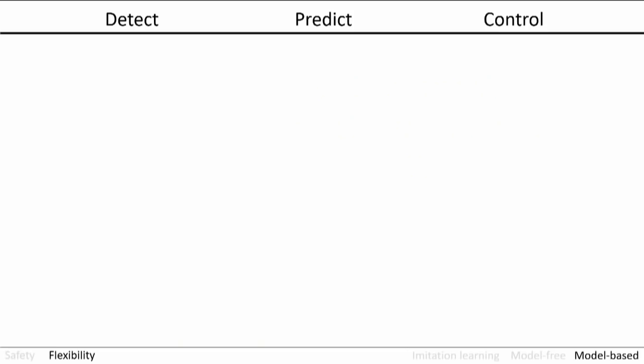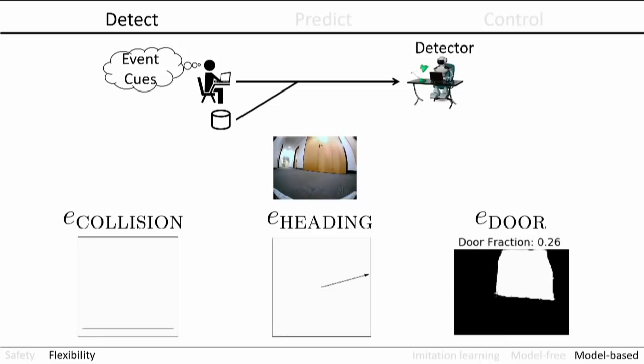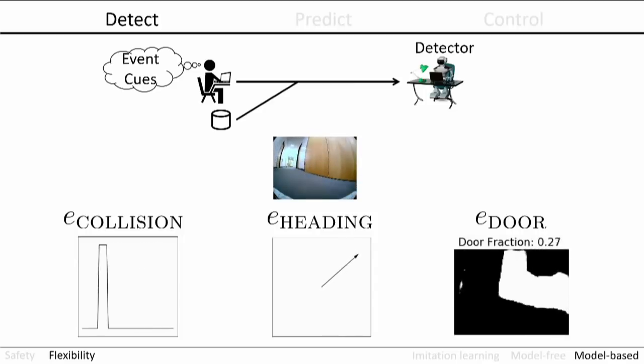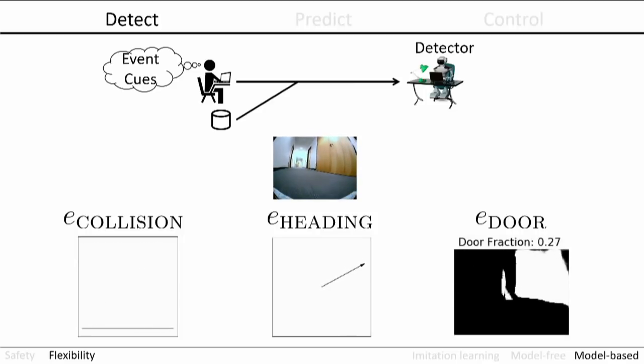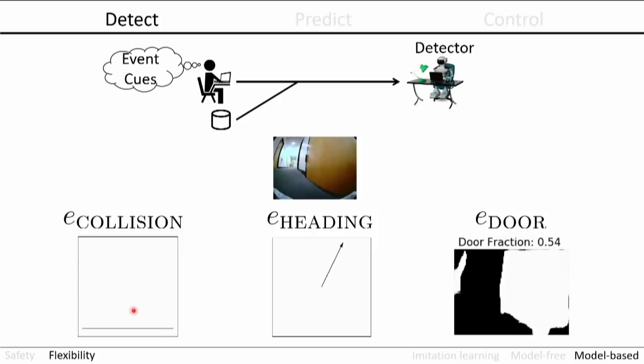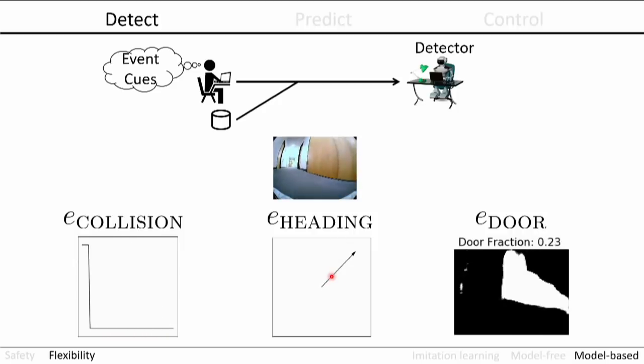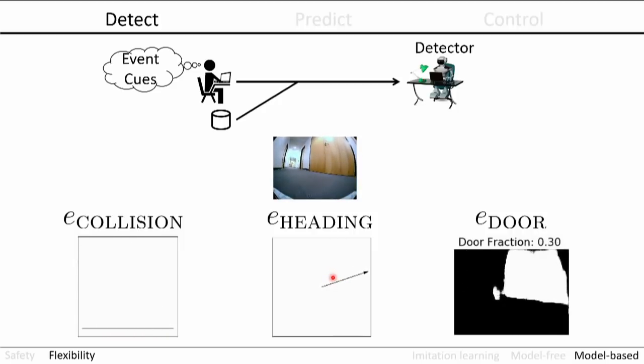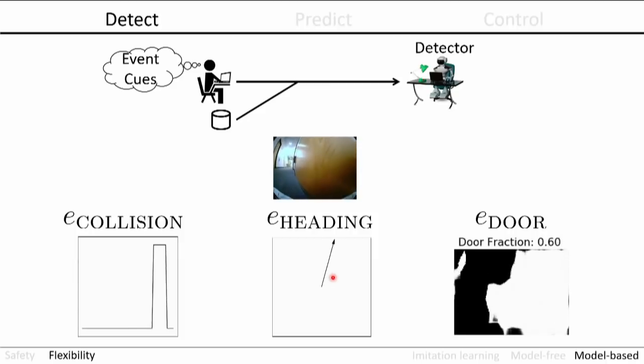Now to get into just the quick details, there are three phases to CAPS: detect, predict, and control. Detect, I basically already explained: you take event cues in some small data set to train your detector. Some of these are very simple. Collision and heading you can directly get from the sensors. Our robot has these sensors on board.